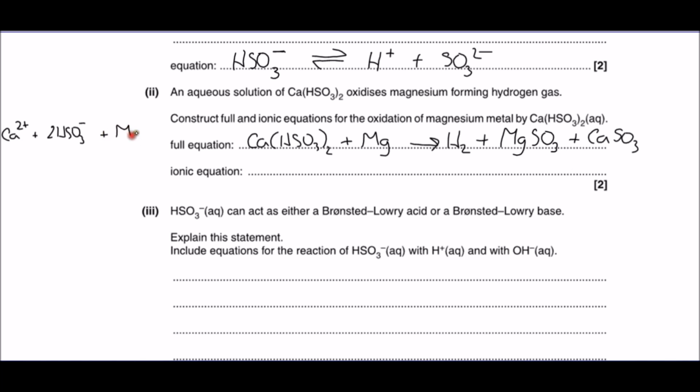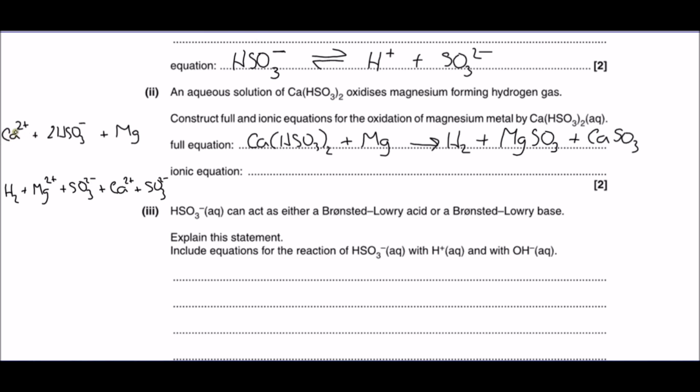Magnesium's a solid, so that just stays as magnesium. Okay, so this is writing ionic equations now. On the product side, we've got H2, which is a gas, that stays as it is. Magnesium sulfite will end up as Mg2+ and SO3 2- in solution, and similarly that calcium compound will split into ions too. Okay, so now we're going to do our cancelling.